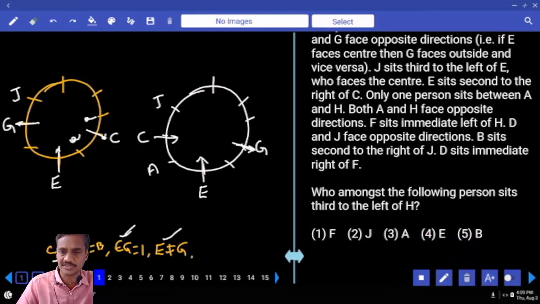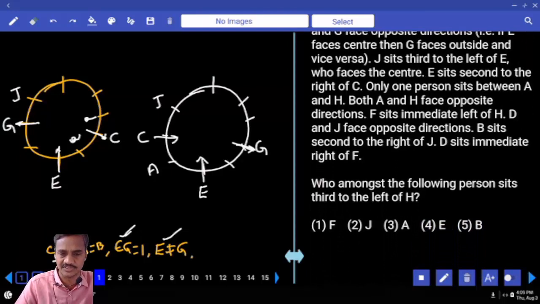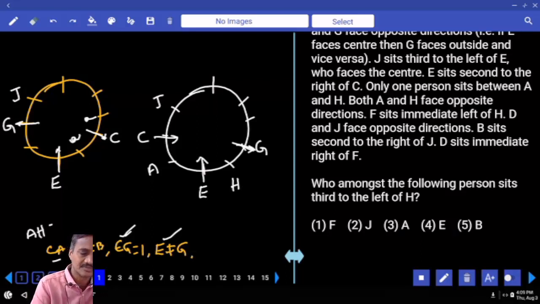E faces the center. E is seated second to the right of C, and only one person between A and H. Now in between A and H there must be exactly one person. H is at this place. A and H face opposite directions, and F sits to the immediate left of H.